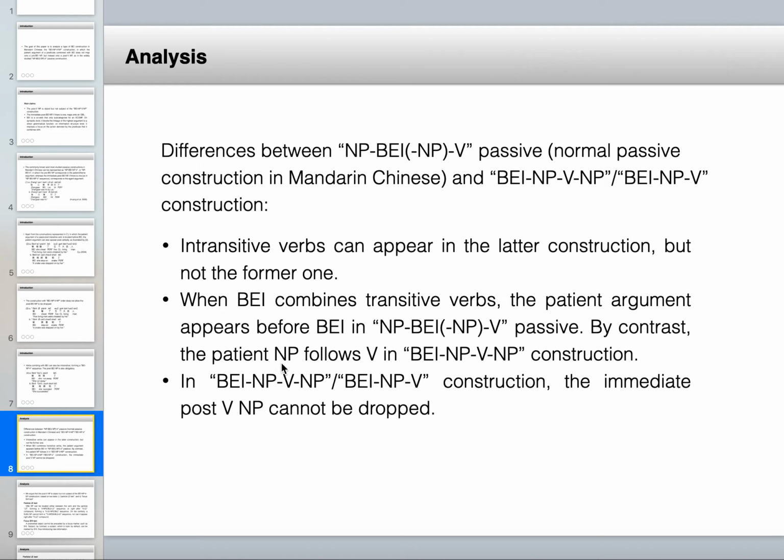So there are 3 differences between a normal BEI passive and the BEI constructions illustrated in 2 and 3. First, intransitive verbs can appear in the latter construction but not in the former one. Second, when BEI combines with transitive verbs, the patient argument appears before BEI in the NP-V passive, or the normal passive. By contrast, the patient NP follows V in the BEI NP-V NP construction. And third, in the BEI NP-V NP or BEI NP-V construction, the immediate post-V NP cannot be dropped.